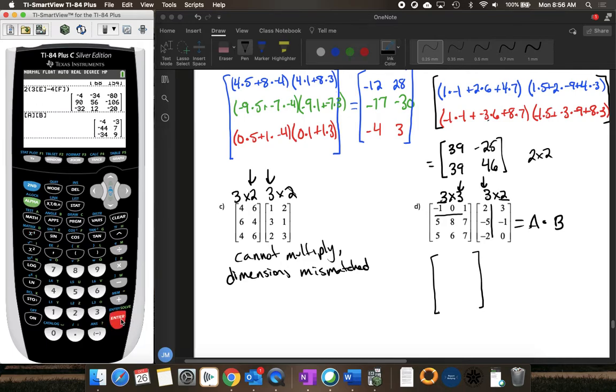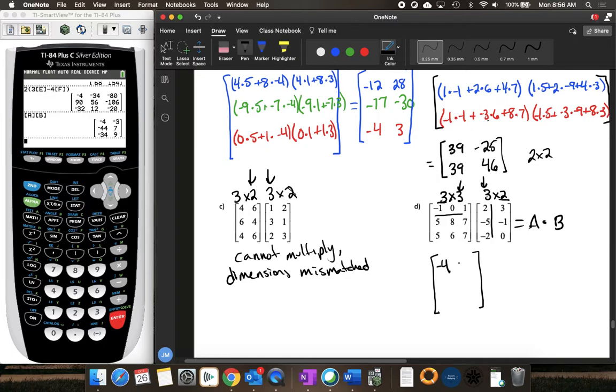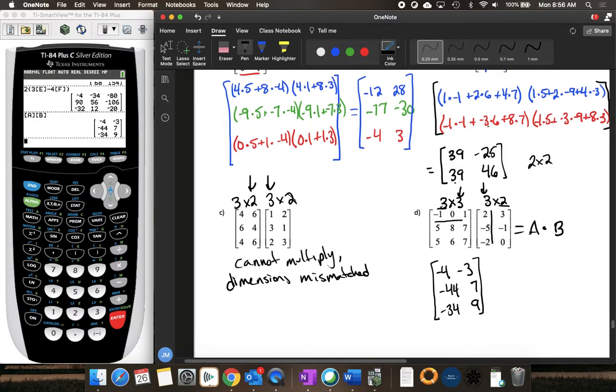And as we expected, our new matrix is in fact 3 by 2. And so our final answer would be -4, -3, -44, 7, -34, and 9. So, while I want you to understand the idea of matrix multiplication and how it works for simple cases, when we get to larger cases, it's going to be okay for you to just put those into a graphing calculator and let it do the work for you.